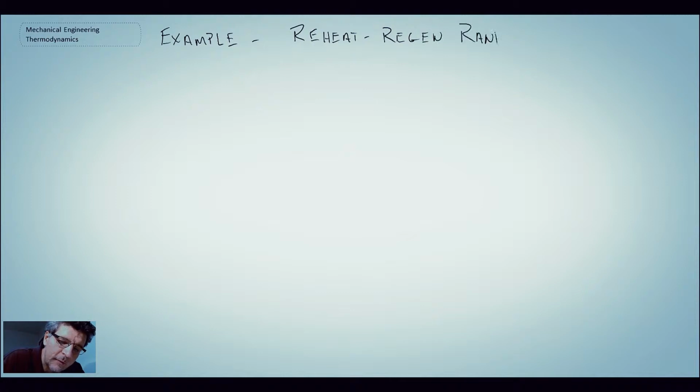What we'll do now is work an example problem involving a Rankine cycle that's a little more complex than the one that we just took a look at. So this is a second example, and for this one we're looking at a reheat regenerative Rankine cycle. I'll begin by writing out the problem statement, and then we'll proceed through the solution.